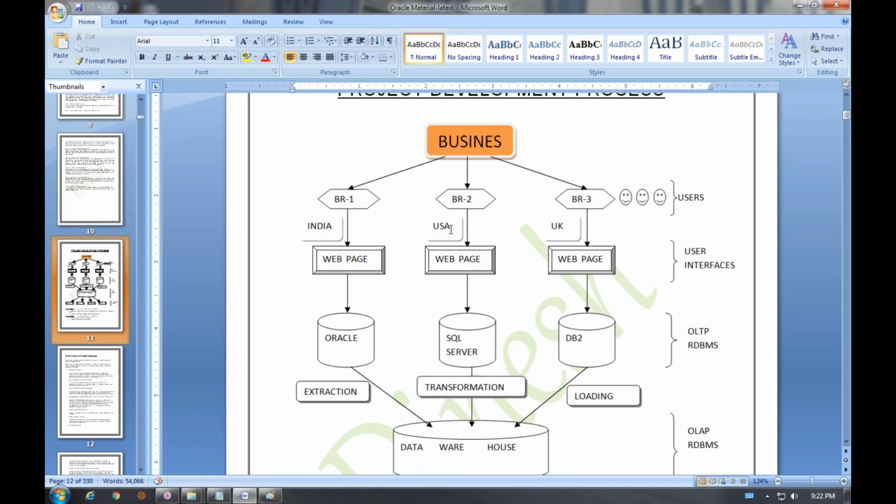Suppose in branch 1, if anybody is asking about January data, then the information is fetched from the data warehouse. If anybody is asking about April 5th data, the information is fetched from here. Why? Because current data is second quarter. I hope you understand, all of you. Okay.